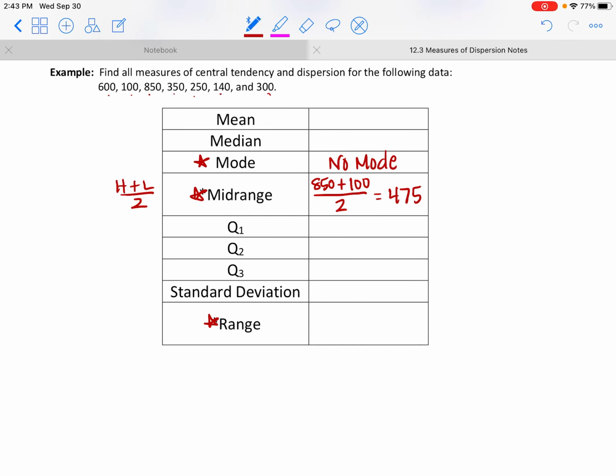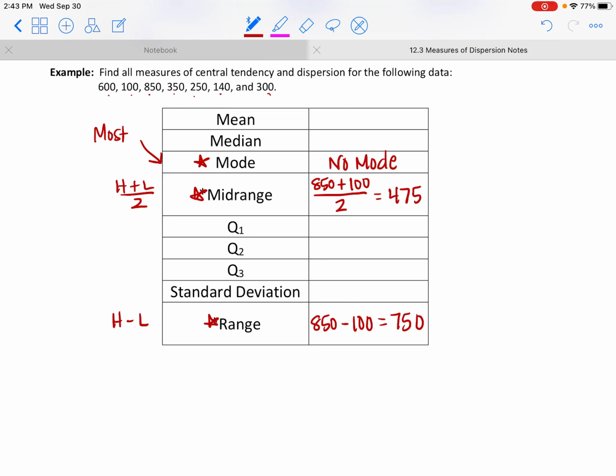And remember, the mode is the one that occurs the most, and there isn't anything occurring most here. And then the range is the other one the calculator's not going to do, but again, that's not so bad. Here we're going to take the highest and subtract the lowest. So the highest again was 850. 850 minus the lowest of 100 is going to make a 750-hour range.